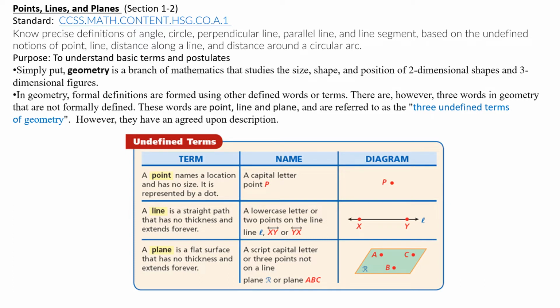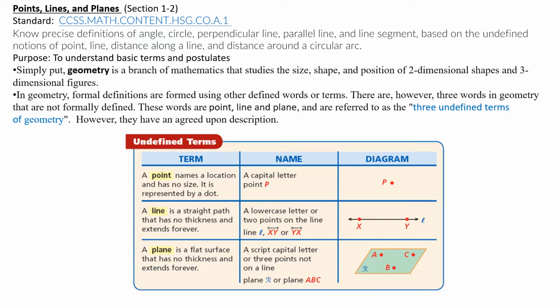There are, however, three words in geometry that are not formally defined. These words are point, line, and plane, and are referred to as the three undefined terms of geometry. However, they have an agreed upon description. A point names a location and has no size. It is represented by a dot, and it is identified by a capital letter, in this case P.